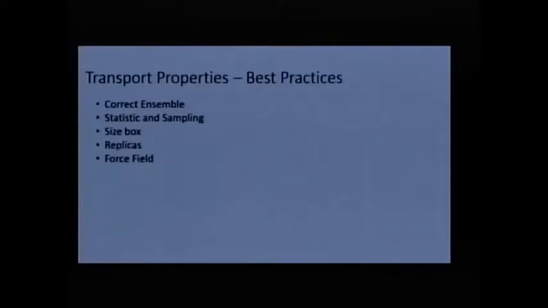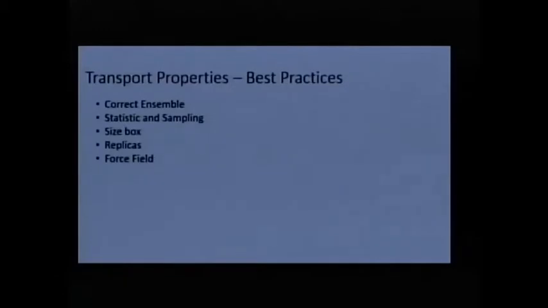So first, you have to choose the correct ensemble, because if the simulation is not right, whatever method and software you use, the result is going to be wrong. You have to ensure that your statistical sampling is good. We have problems with the box size. If you have a small box, you are not going to see the real diffusive regime or the real property.